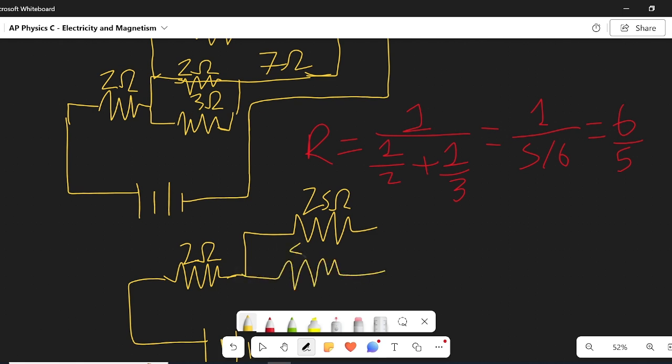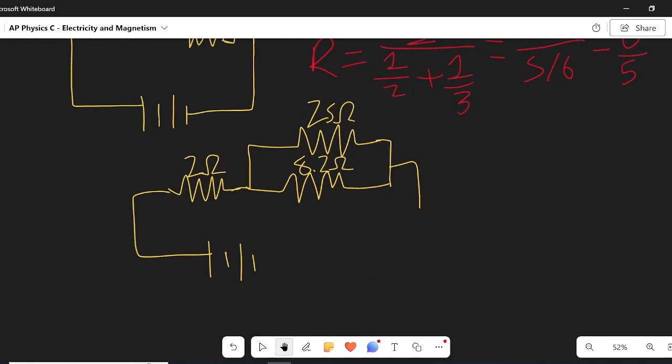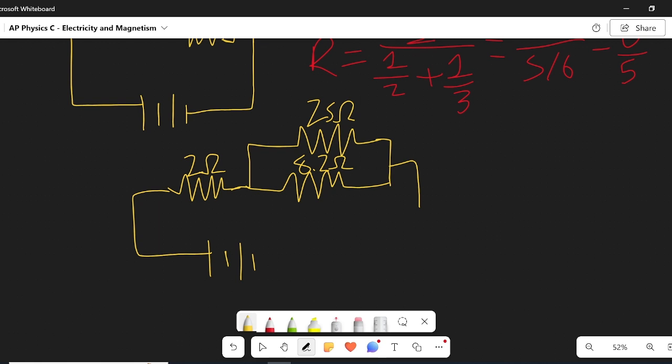Something like so. 8.2 ohm resistor, right? Something like so. And essentially, now with this, with these two, because they are parallel, for this you'll need a calculator probably, but resistance equals 1 over 25 plus 1 over 8.2, right?